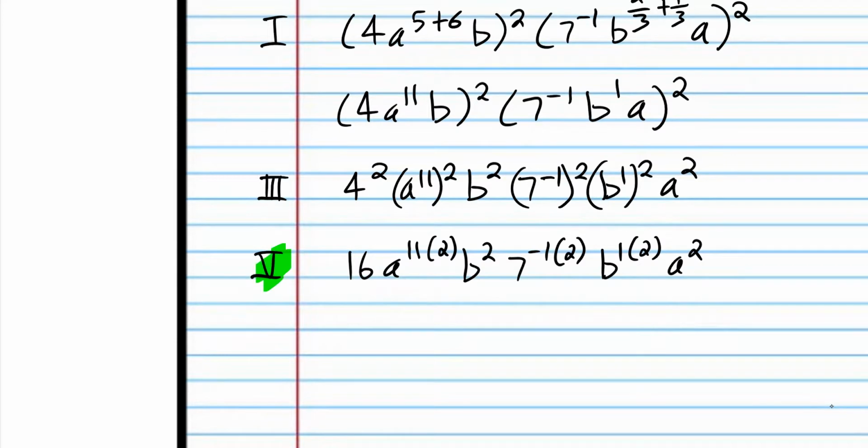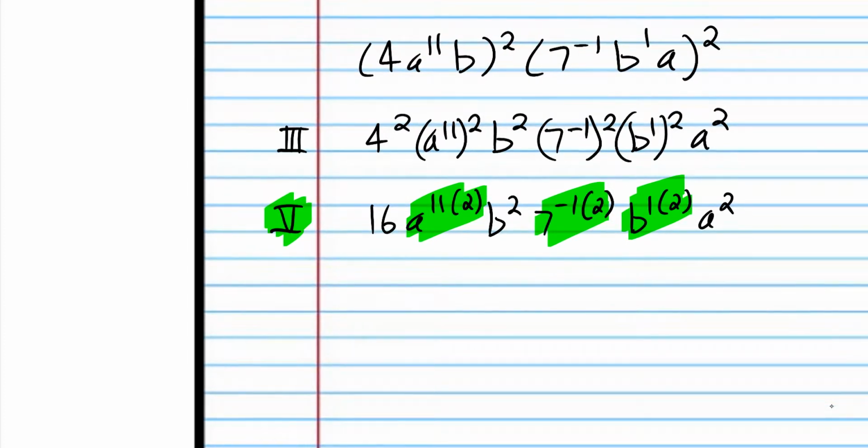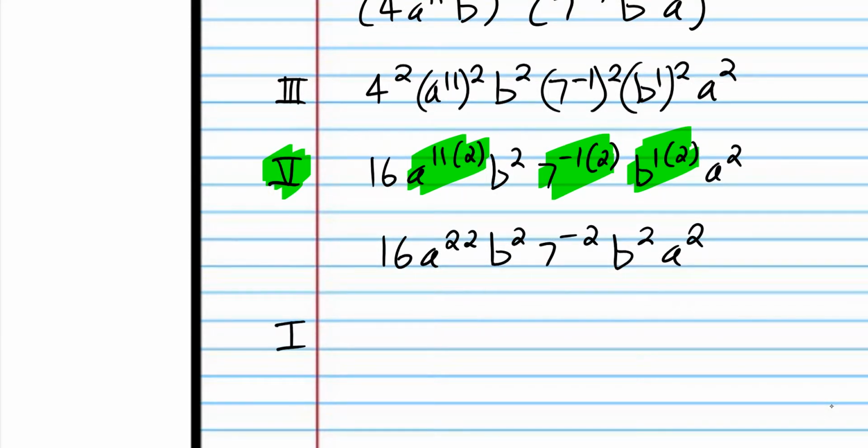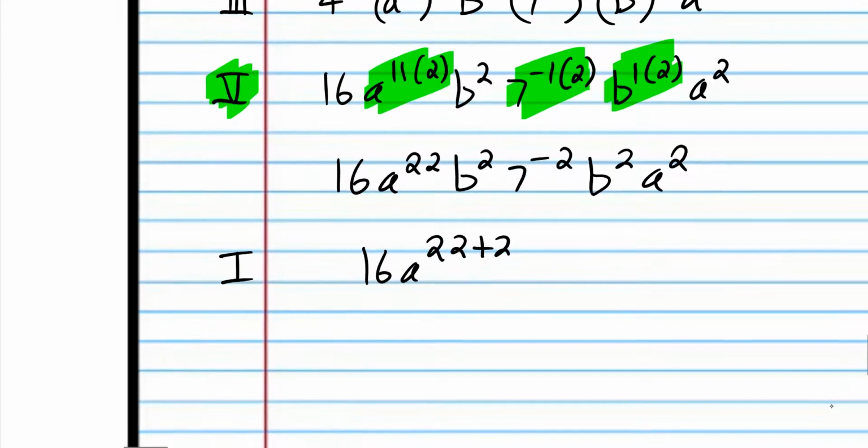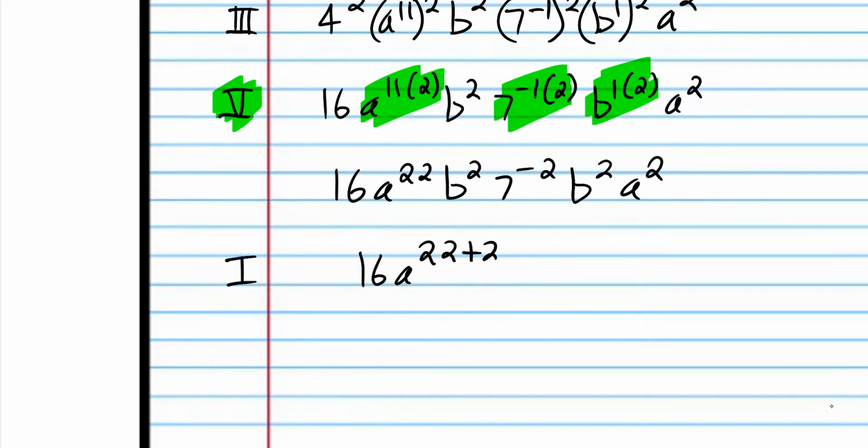And rule number 5 was used here, here, and here. Okay. So we have 16a to the 22nd power, b squared, 7 to the negative 2 power, b squared, a squared. So now we're going to use rule number 1 to multiply those powers. So we have a to the 22 plus 2 power, and b to the 2 plus 2 power.